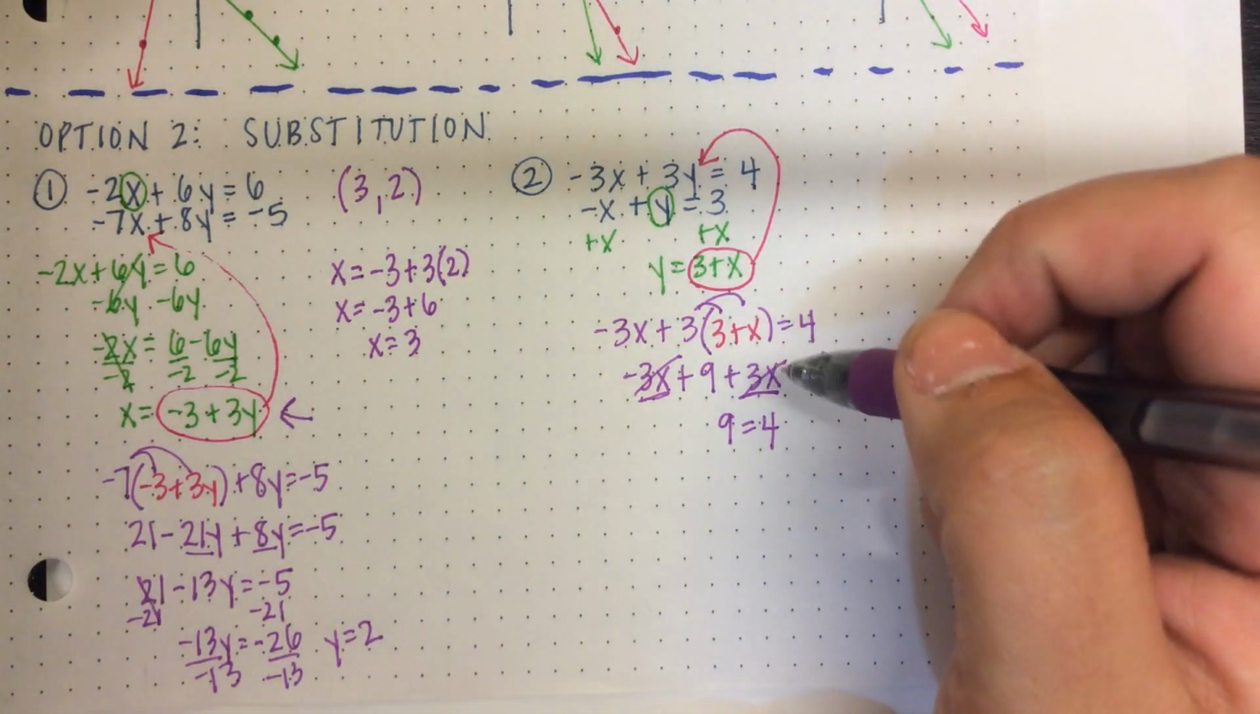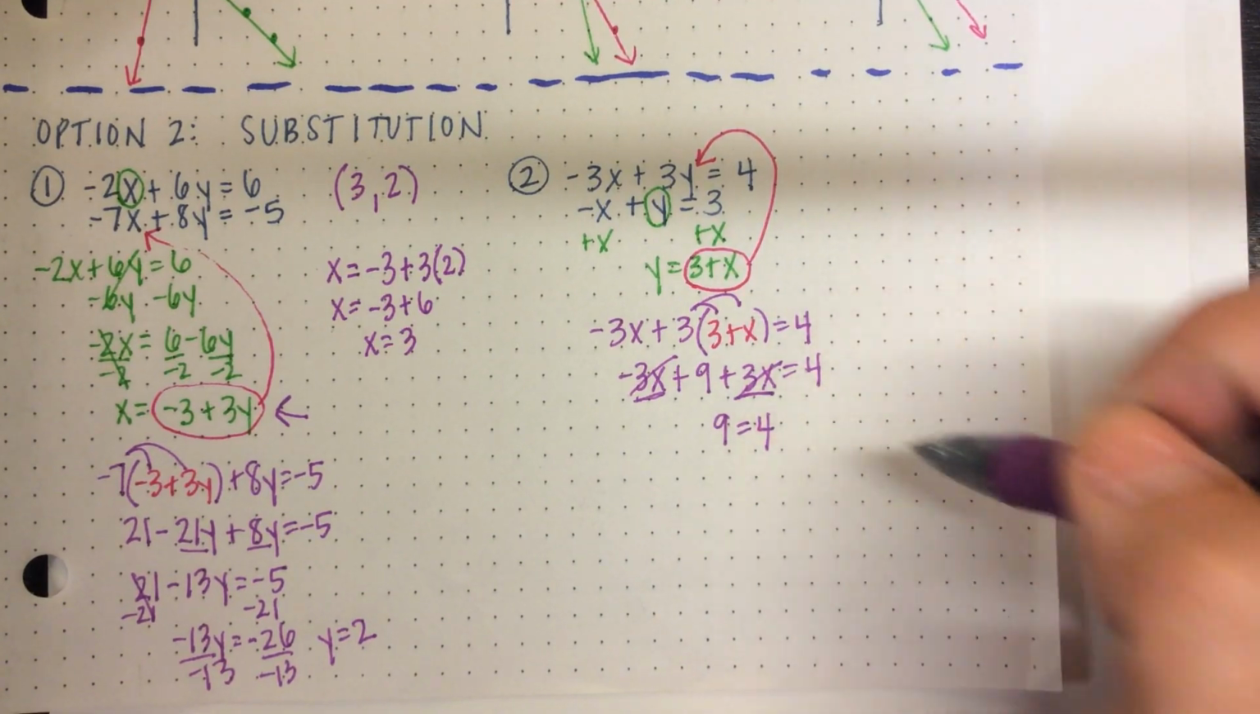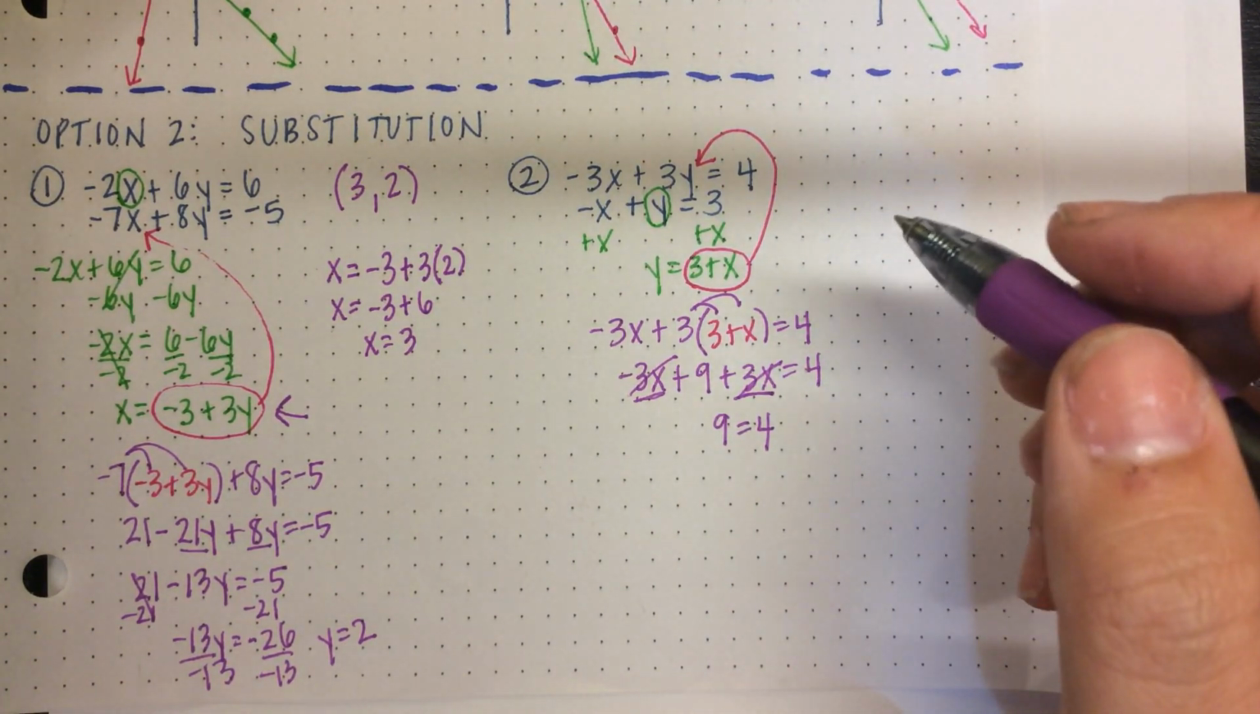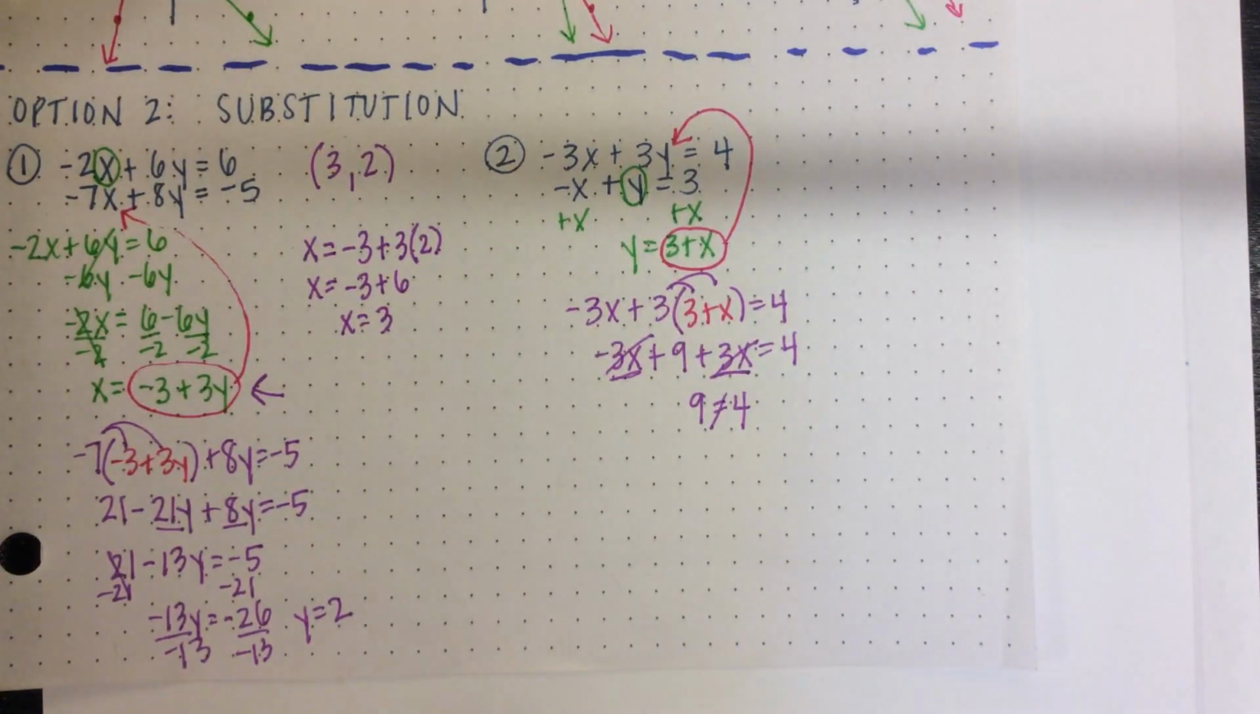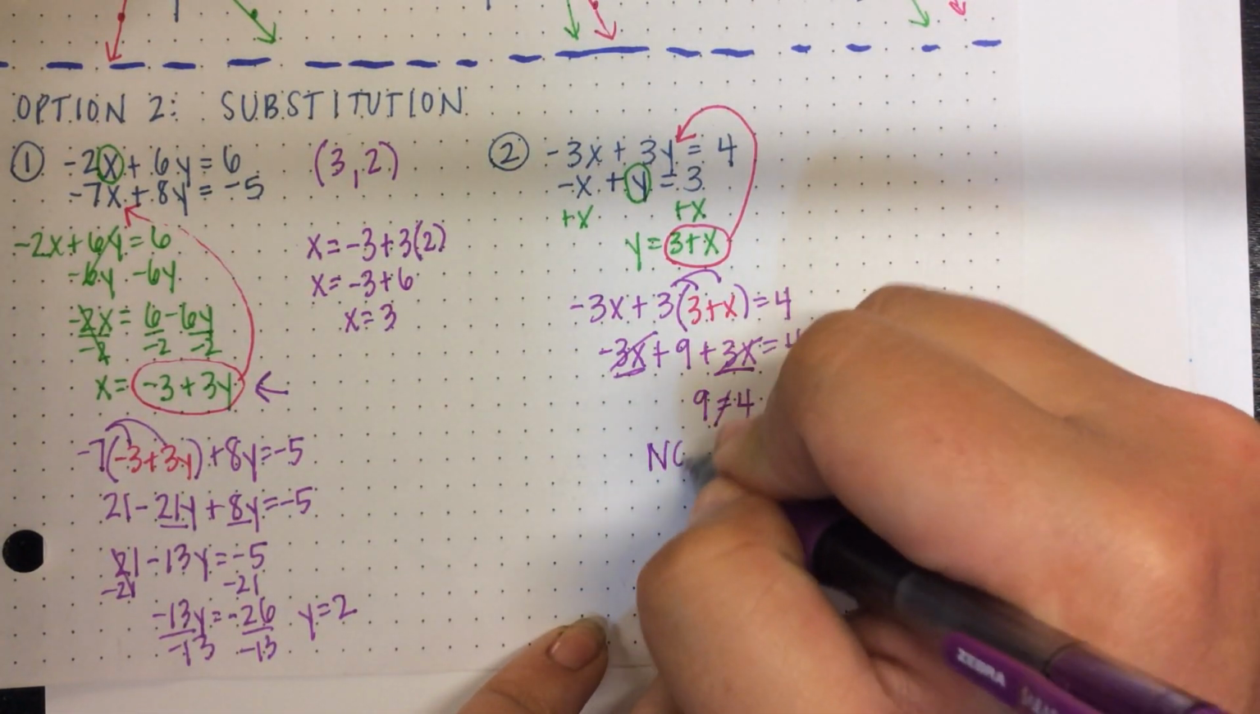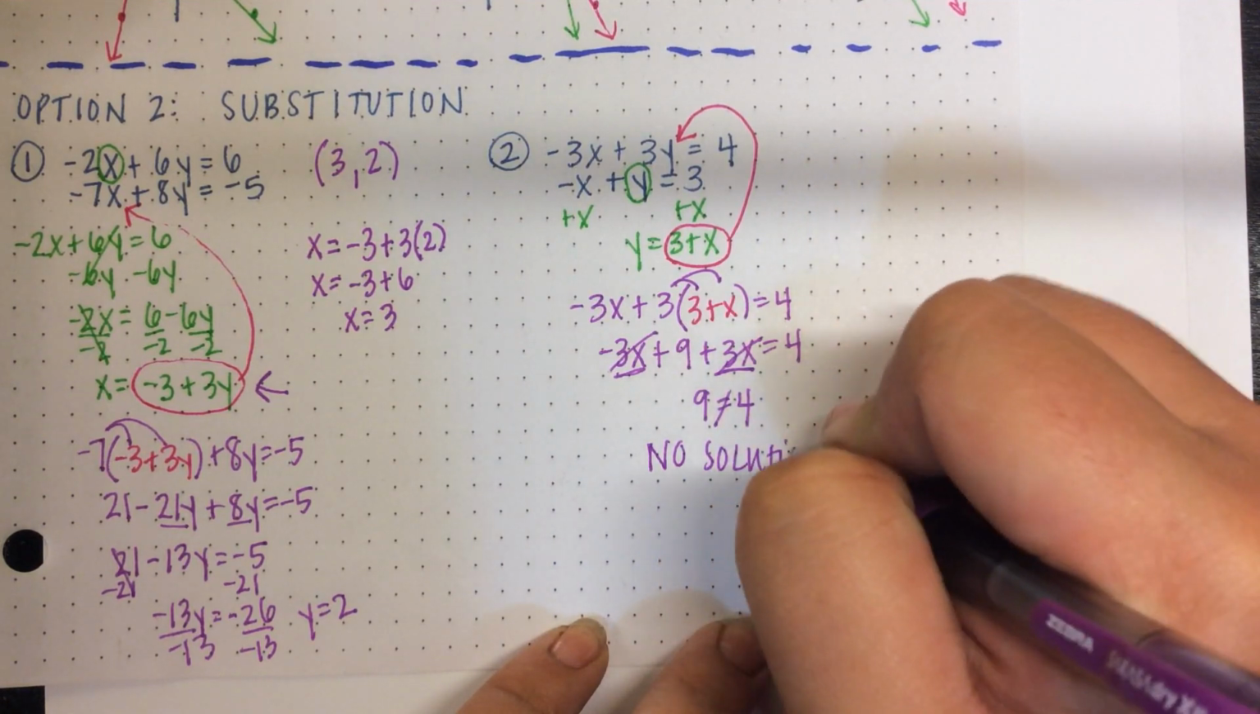And I get down to this statement. Well, this is a false statement because 9 does not equal 4. So that means I can put a little slash there. 9 does not equal 4, which means that this one is a no solution.